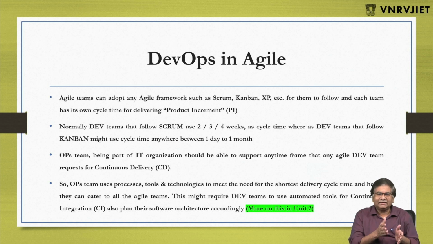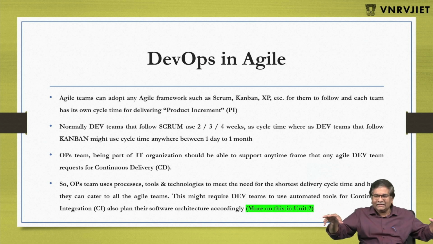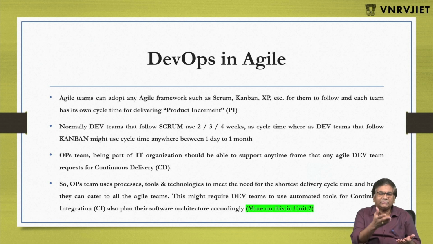Now, how they cater, that's what's important. The challenge for the ops team is that several Agile frameworks have different time frames, but the ops team has to cater to all of them. How do you do that? That's what the last point talks about. The ops team uses processes, tools, and technologies to meet the need for the shortest delivery cycle time, and they cater to all the Agile teams. So they plan in such a way that things can be done even within 1 day. For example, some teams take half a day, and they have to plan accordingly. Is it difficult? Yes, it is. Is it impossible? No, it's not impossible. It is possible using several tools, technologies, processes, and practices.